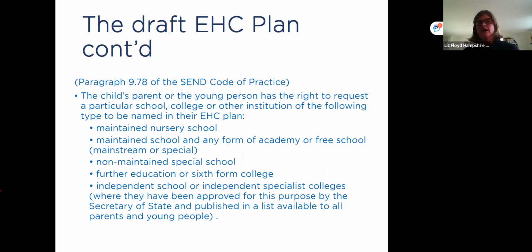But if their needs are greater than what a maintained mainstream school can provide, then it's perfectly reasonable to look at a maintained special school or a resourced provision. A resourced provision is a unit, often with a specialism, that is attached to a mainstream school. It can be an ASC unit or a SEMH unit, which, for those that don't know all these acronyms, ASC is autistic spectrum condition, and SEMH is social, emotional, mental health.